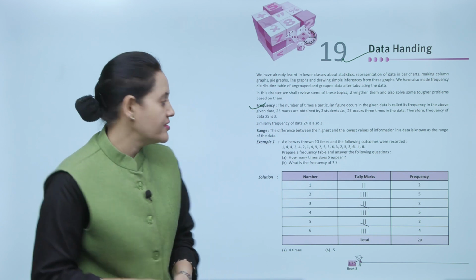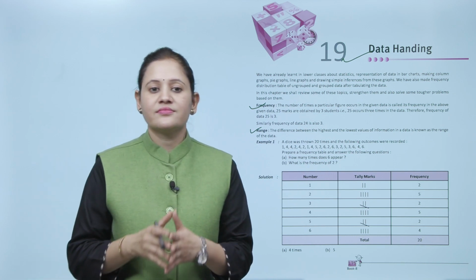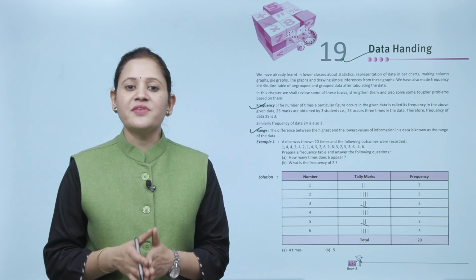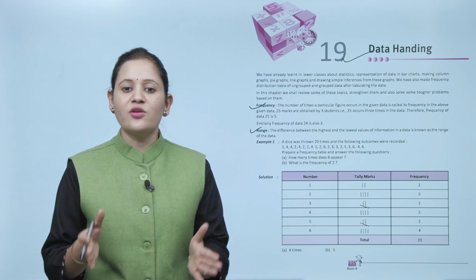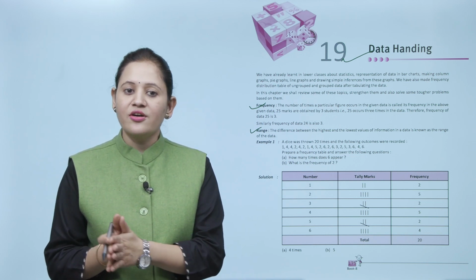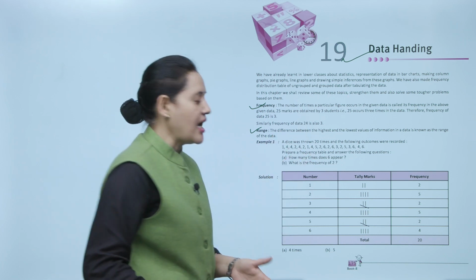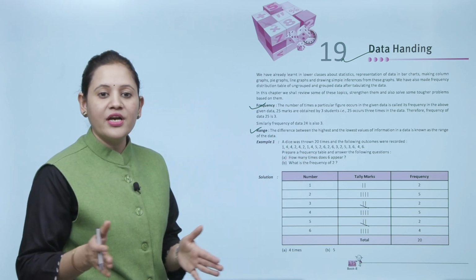Next is range. The difference between the highest and the lowest value of information in data is known as the range of the data. For example, a dice is thrown 20 times and the following outcomes were recorded.